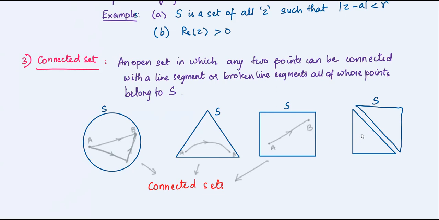Any 2 points. However, here, if one point belongs to this segment and another point belongs here, then when we traverse from A to B, we will have to cross a region, I will highlight with red here, this particular region, which does not belong to S. So these are disconnected or not connected sets.